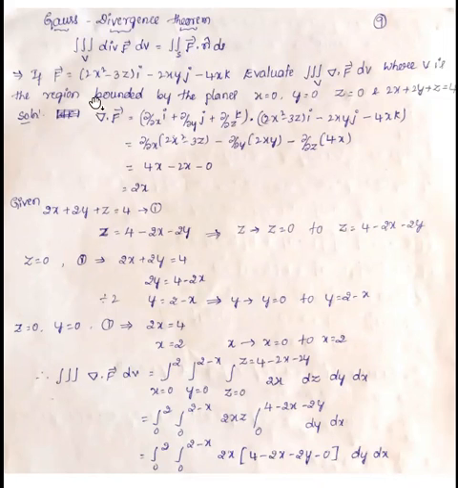Take one problem. If F is equal to (2x² − 3z) i − 2xy j − 4x k, evaluate the triple integral over V of del dot F dV, where V is the region bounded by the planes x is equal to 0, y is equal to 0, z is equal to 0, and 2x + 2y + z is equal to 4. Evaluate the triple integral of del dot F.